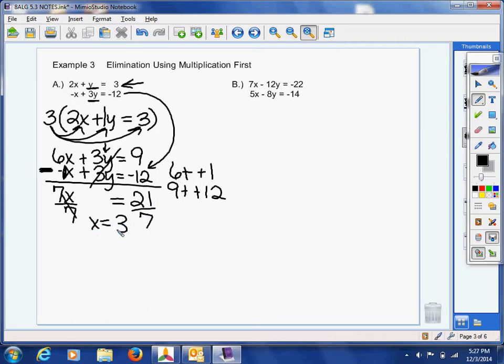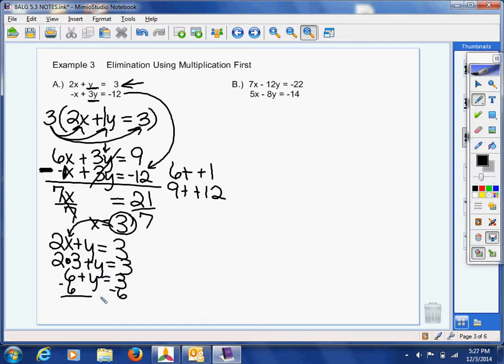Great job. So now we just need to pick an equation. I'll go with the top one. Now we're going to plug in 3 for the x. 2 times 3 plus y is equal to 3. That's 6 plus y. Take away 6. And I've got y is negative 3. That's wonderful. And so my point of intersection is 3, negative 3.